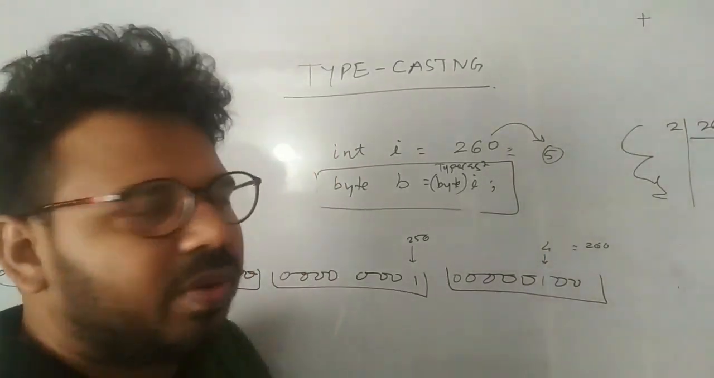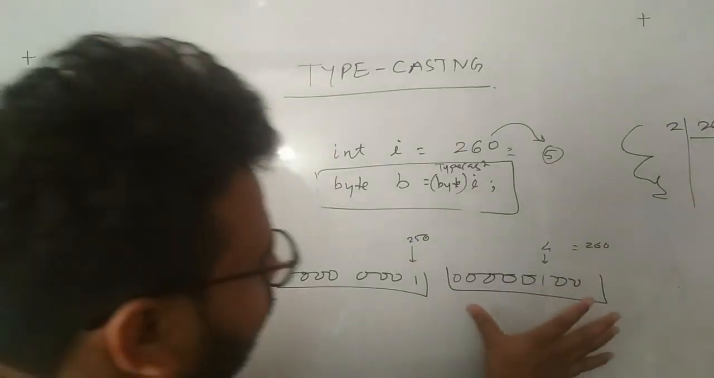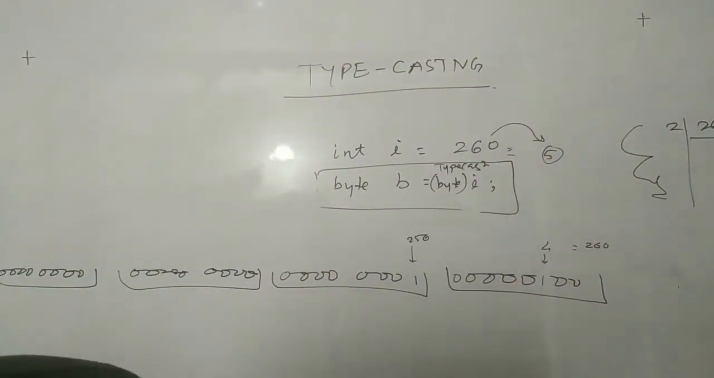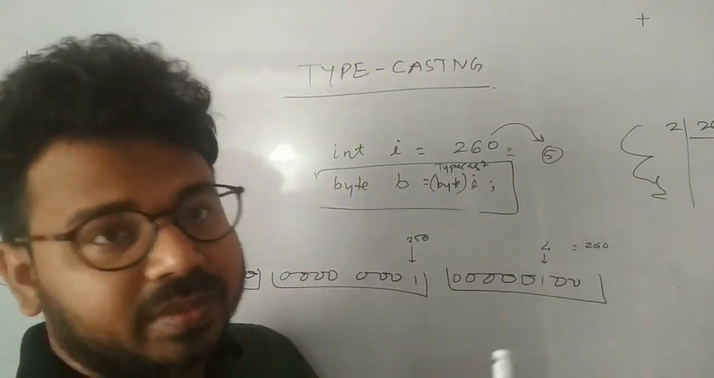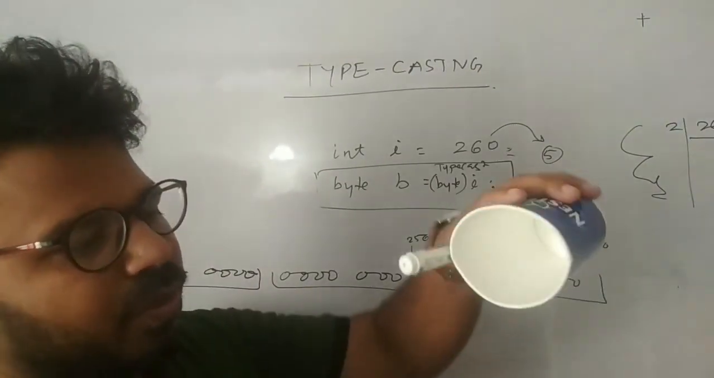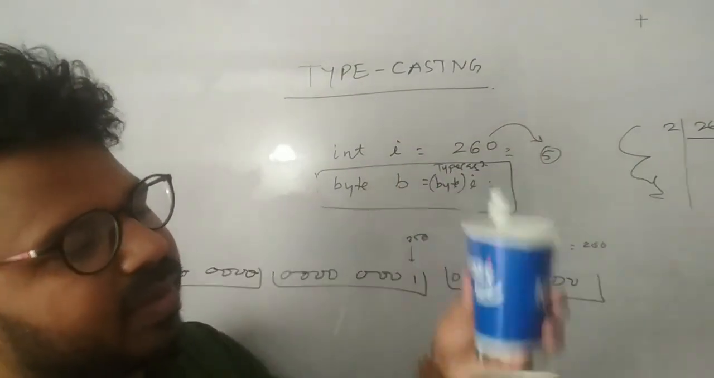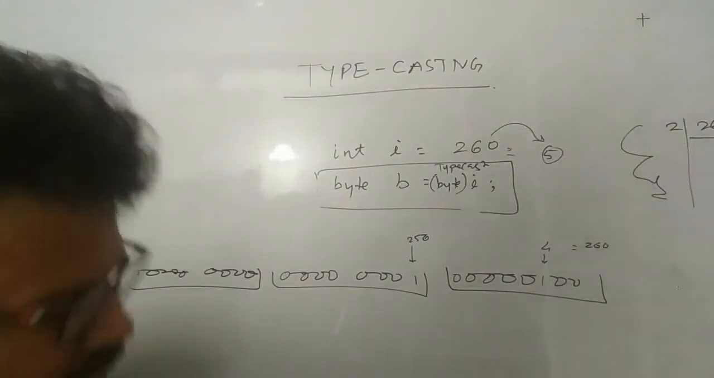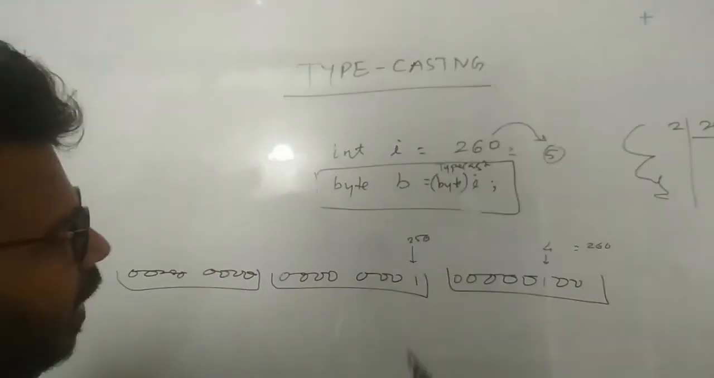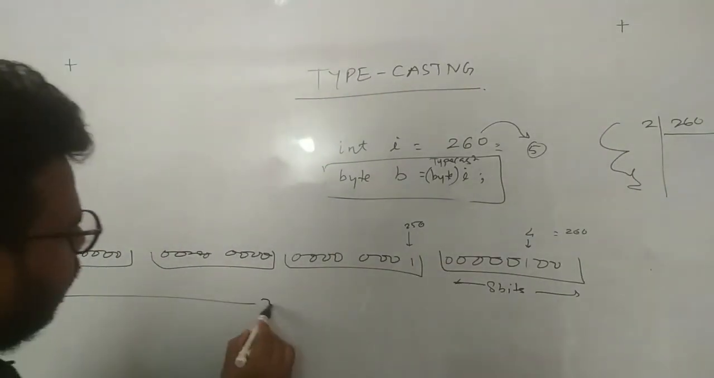Now what happens when we convert an integer that is the size of 32 bits into a size of 8 bits? As I have already shown you, this is our integer and this is our byte. In the previous example, I showed you by pouring this data into this, and you saw that some of the data got filled. After that, the whole data spilled on the plate. The same concept holds here in Java. The size of byte is 8 bits and the size of integer is 32 bits.